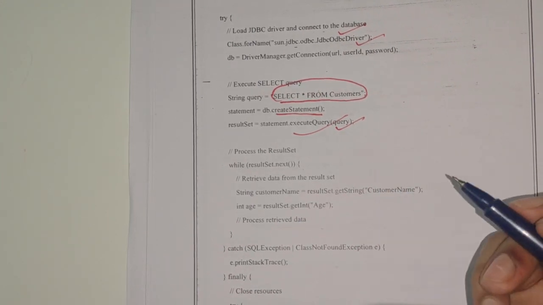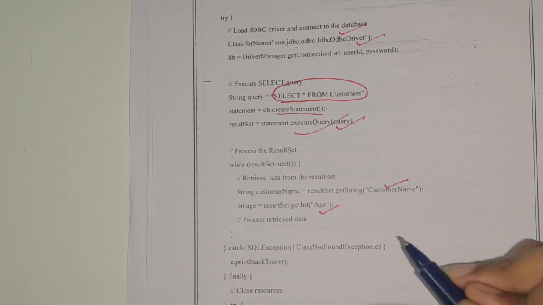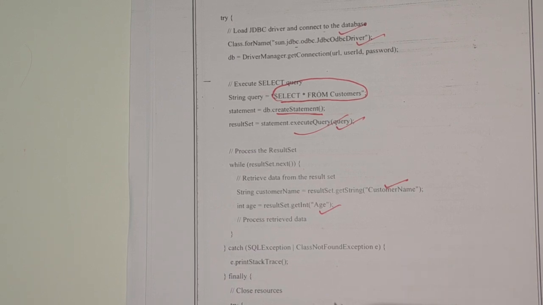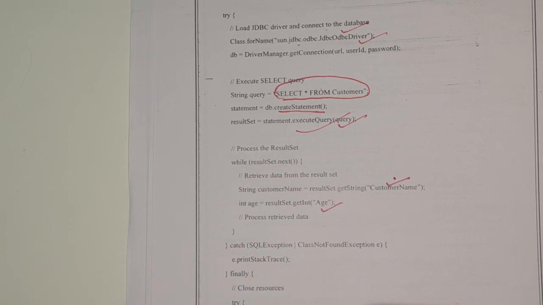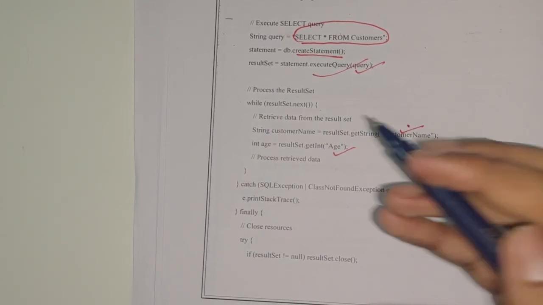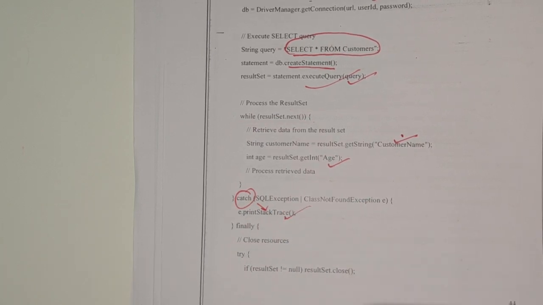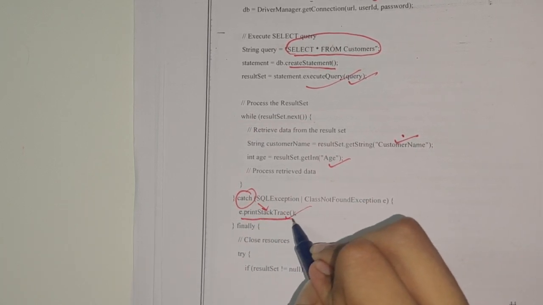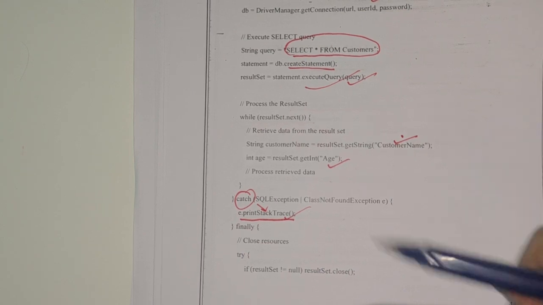Then you process the result set. In the result set, what I need is the customer name and the age also. So my SQL query will be in such a way that it will fetch the customer's name as well as the customer's age. Now if it encounters any error, it will come in the catch block and it will handle the exception. This e.printStackTrace is used for handling the exception in JDBC.